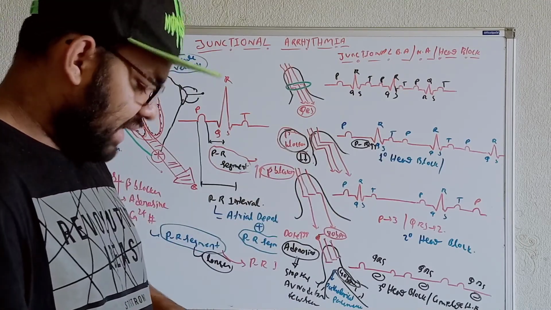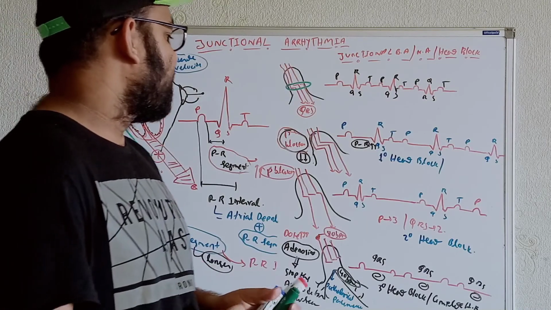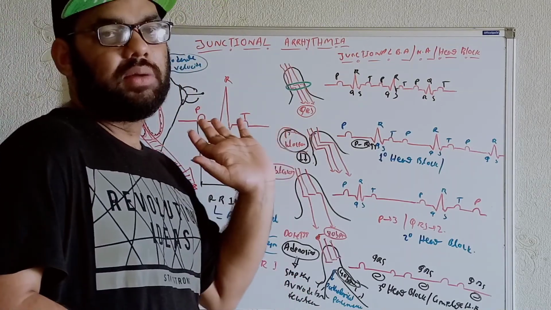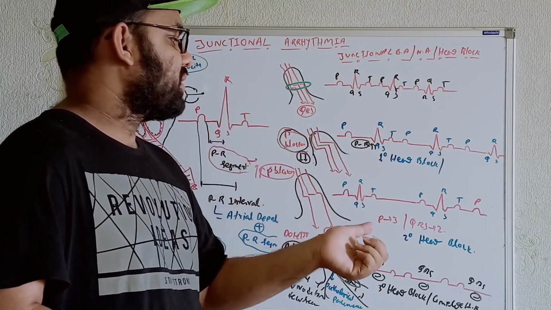Now in the second part of the video, we'll talk about the junctional tachyarrhythmia: what type of clinical manifestations and what type of ECG you will get over here. We'll talk about these things in the next part of the video.